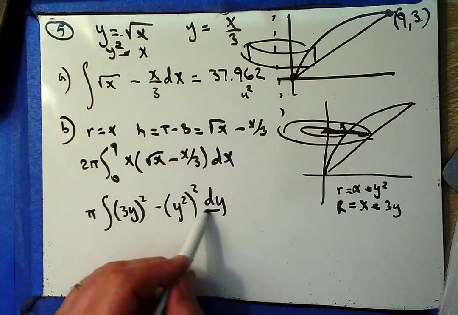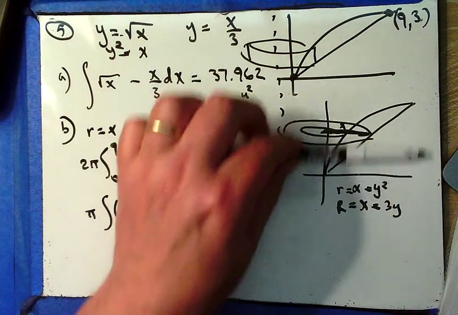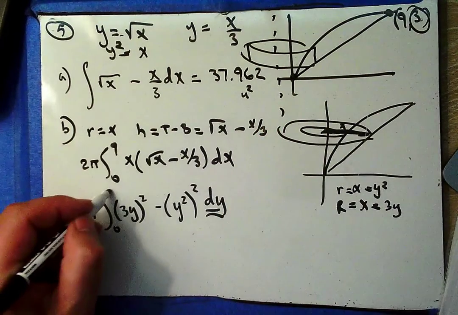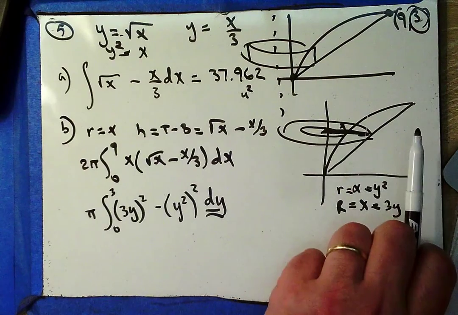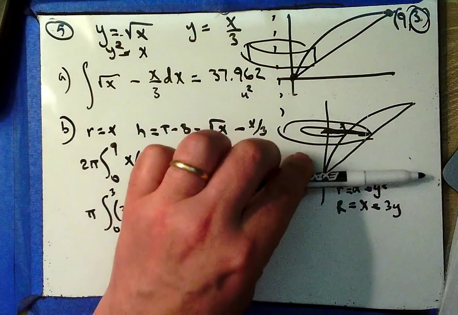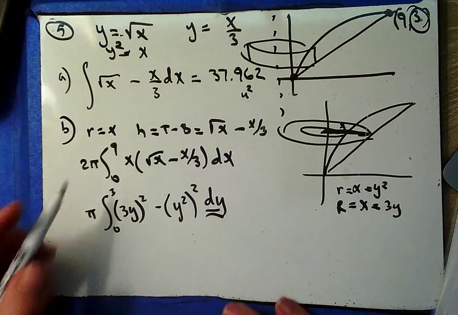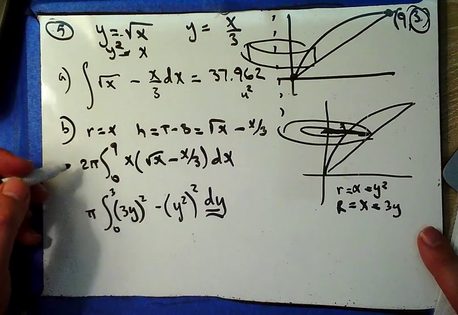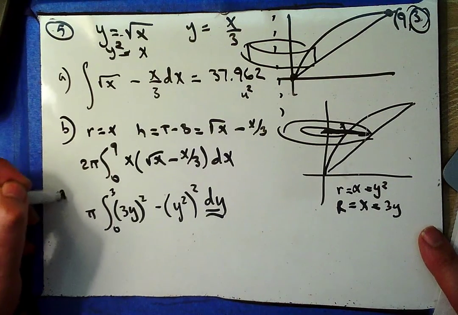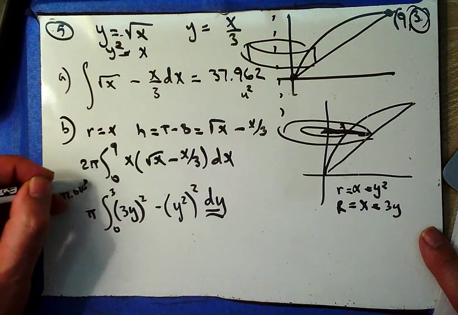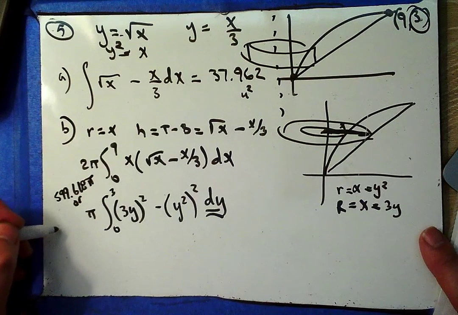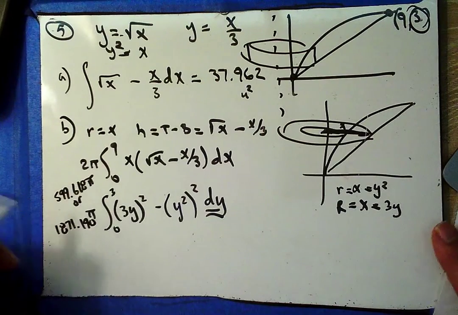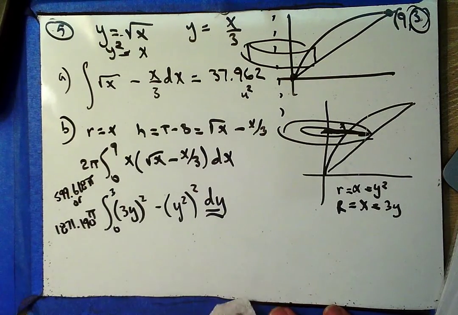And remember, since this is a dy integral, we're integrating this way, so that's our upper boundary of integration, 0 to 3. We're not integrating this way, 0 to 9, we're integrating this way, 0 to 3. So either of these should generate the correct answer for me, and the answer I got was 599.618 pi, or 1871.190.